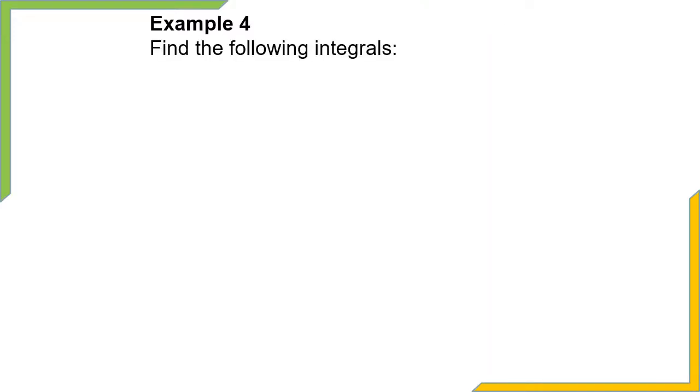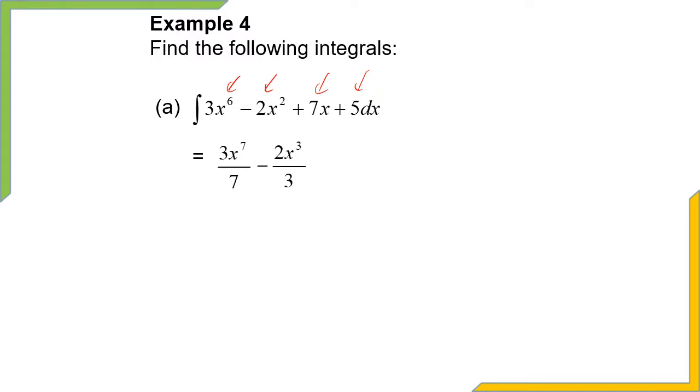So example 4, find the following integrals. We have the integration of 3x to the power of 6 minus 2x squared plus 7x plus 5 with respect to x. So integrate separately. We can integrate the first term, the next terms, and the last term. For 3x to the power of 6, it will be 3x to the power of 7 over 7. Then minus 2x squared will be minus 2x to the power of 3 over 3. And 7x will be 7x squared over 2. And 5 will be 5x, and then plus c. Really simple, just integrate each term separately.